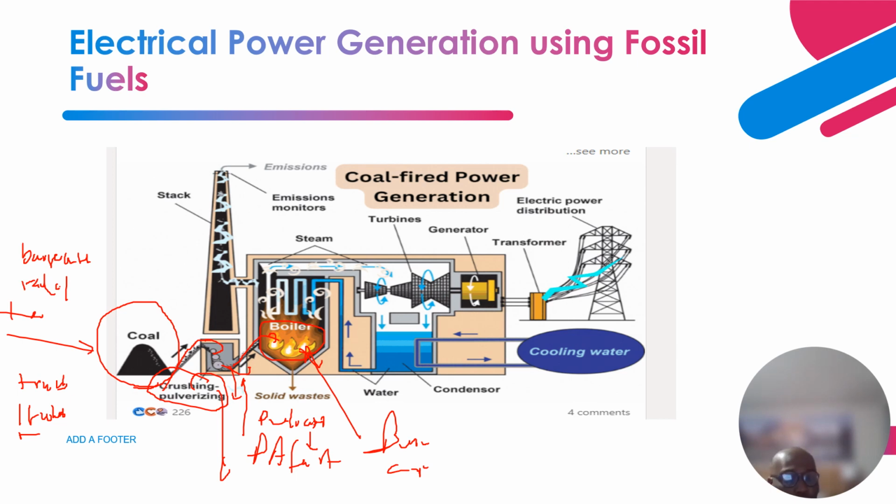Okay, so right around the walls of the boiler are tubes that go all around the periphery of the boiler. As the pulverized coal gets burned, it generates a lot of heat, and that heat is transferred into the water that is flowing through those tubes around the periphery of the boiler.